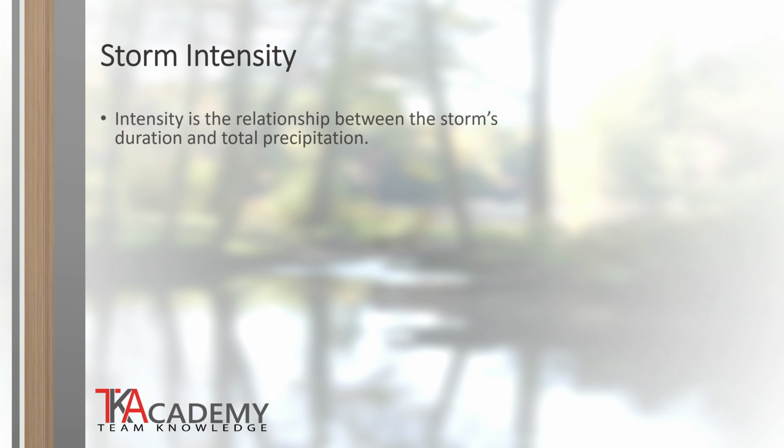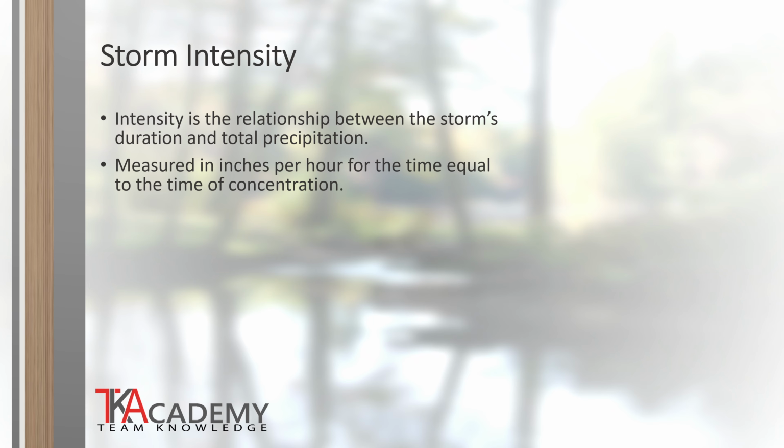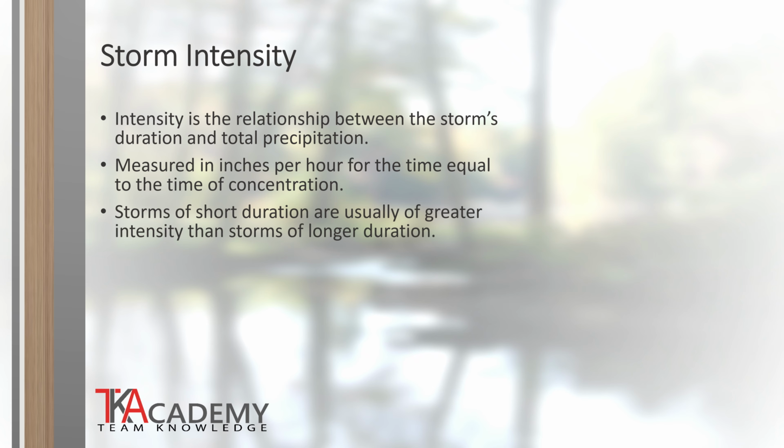Just as there are numerous variables in the ground surface plane that affect stormwater runoff, so too precipitation events can vary greatly in type and intensity when concerning stormwater drainage. The primary factor is storm intensity. Intensity is the relationship between the storm's duration or time and the total precipitation that falls during that time. Intensity is measured in inches per hour for the time equal to that of the time of concentration. Storms that are short duration usually carry a greater intensity than those storms of longer duration.